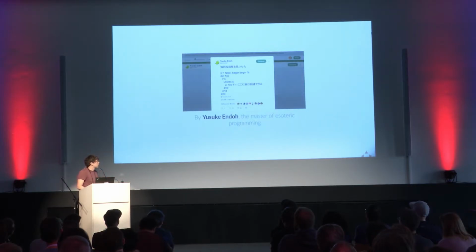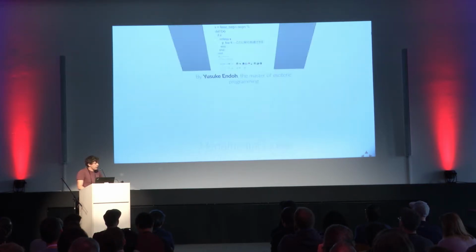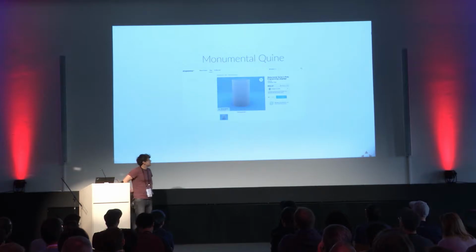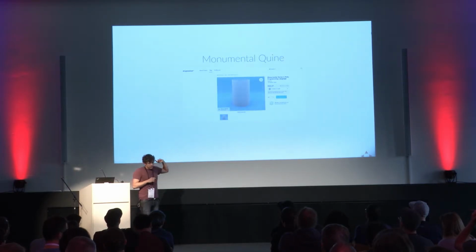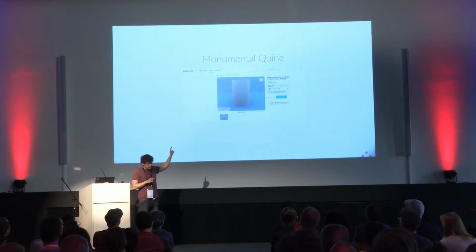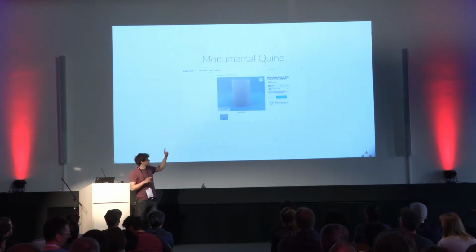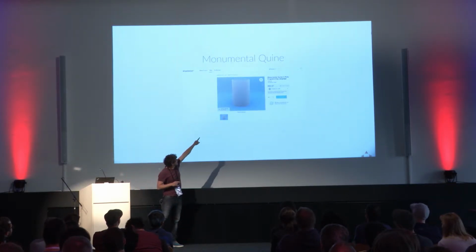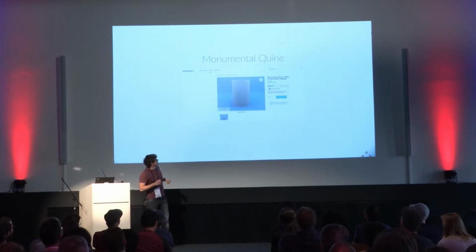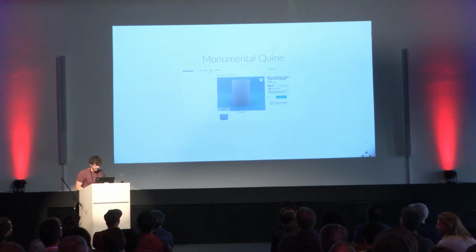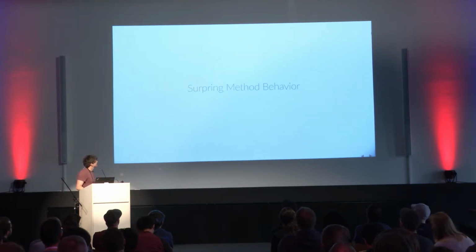And if you wonder what Yusuke Endo does when he isn't writing things like this, he also produces quines. A quine is a program that prints out its own source code, but he went a step further and has the instructions for 3D printers to print out such a tube with the instruction to print out such a tube on it. Like letters, it's the instructions to print out itself, basically. All right. Okay. But back to the surprises.